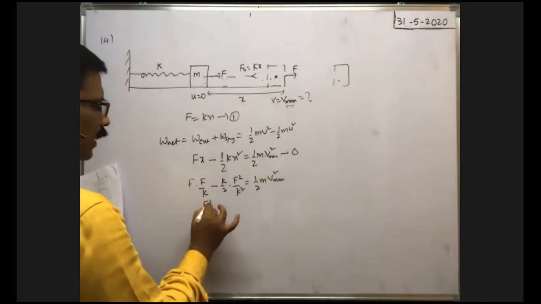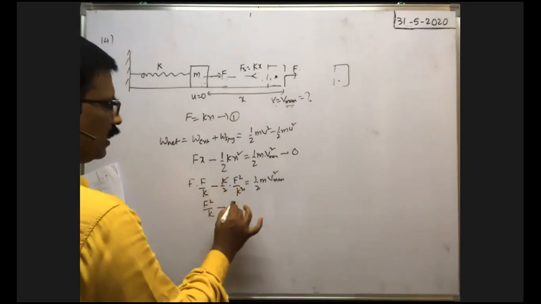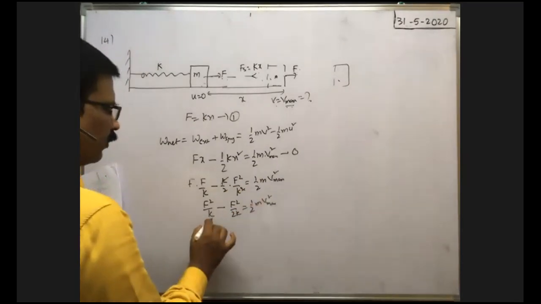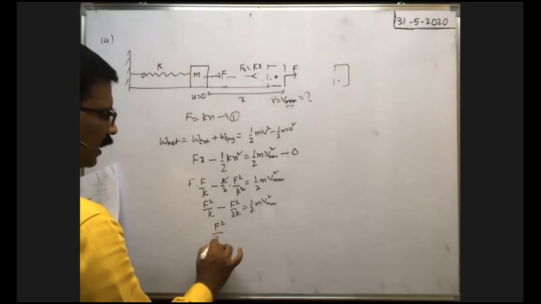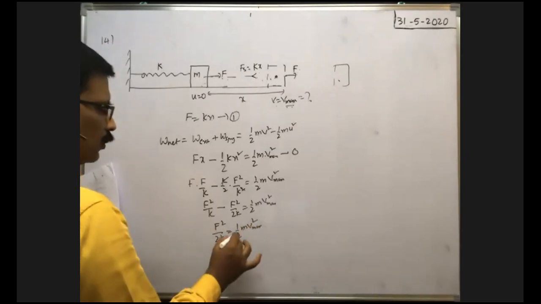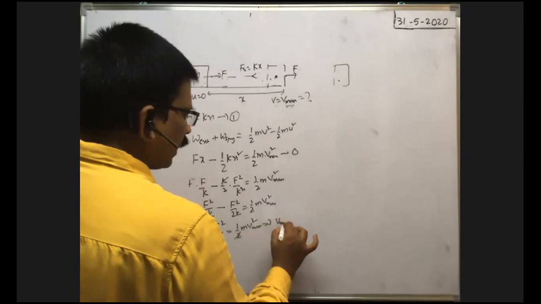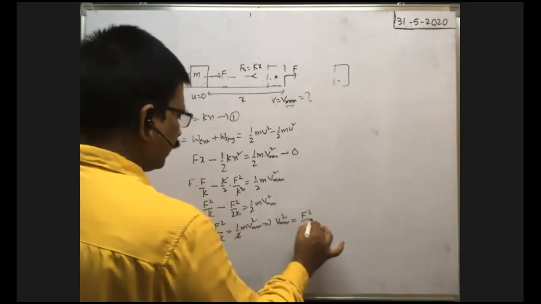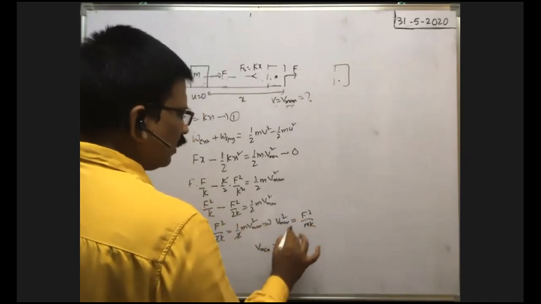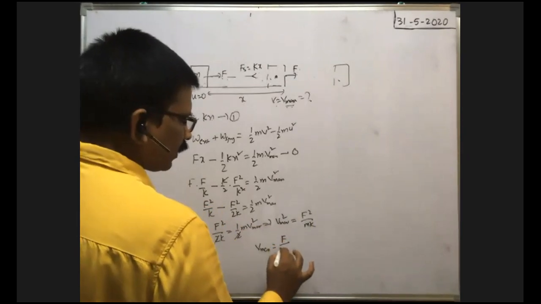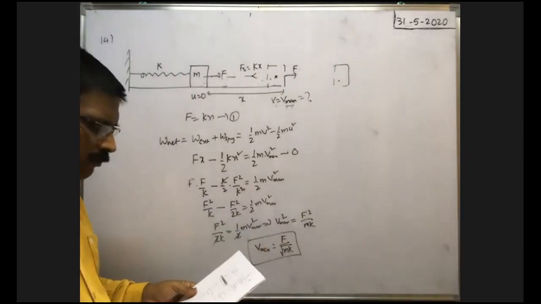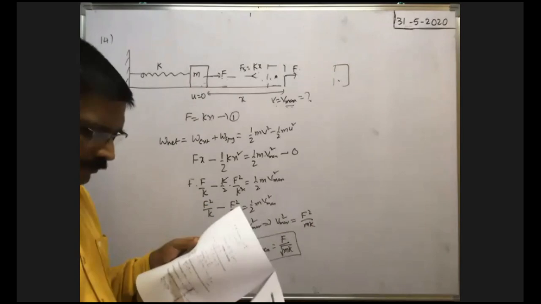Therefore, F square by k minus, here k square cancels, F square by 2k is equal to half m into v max square. When you take the LCM, you will get F square by 2k, equal to 1 by 2 into m v maximum square. Here 2 cancels. Therefore, v max square is equal to F square by m into k, or v max is equal to F by root mk. This is the maximum speed acquired by the body. So F by root mk is the answer. So the fourth option is the answer.